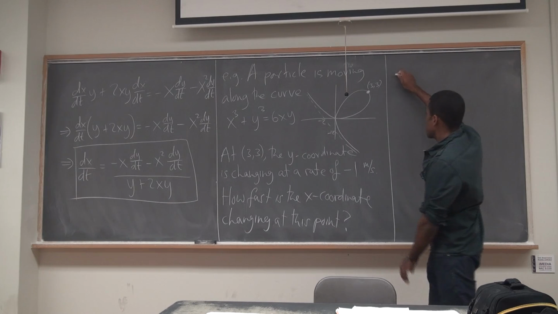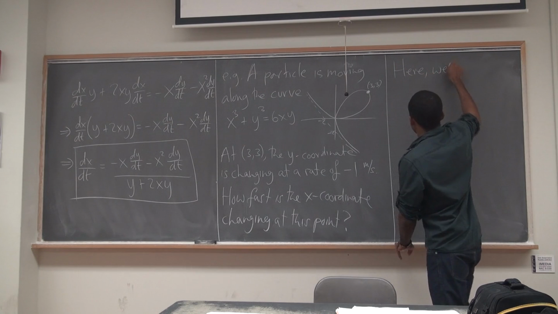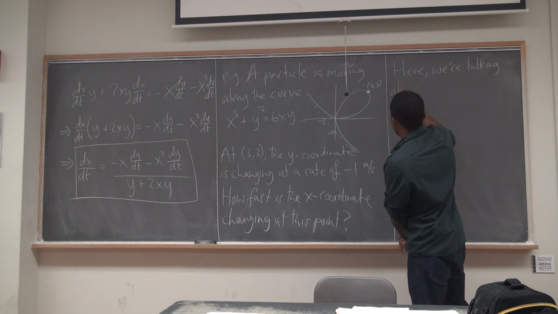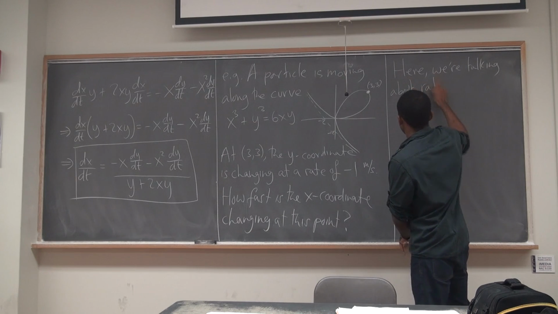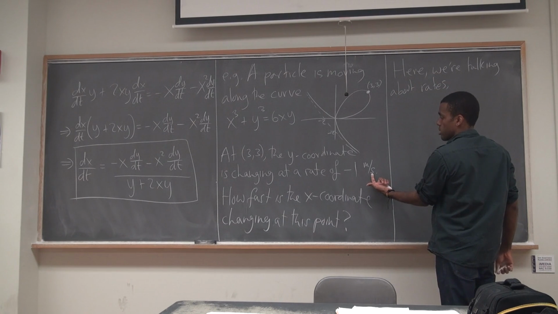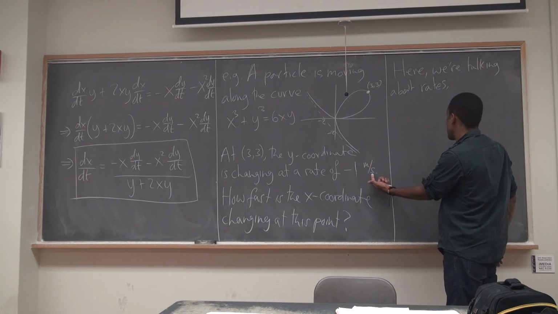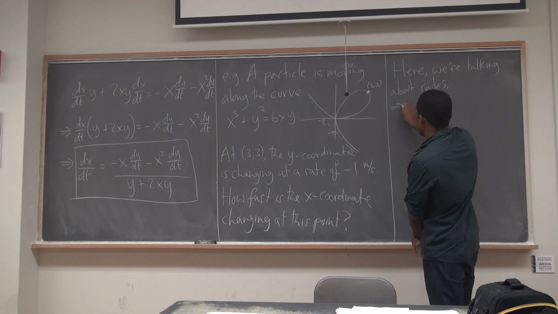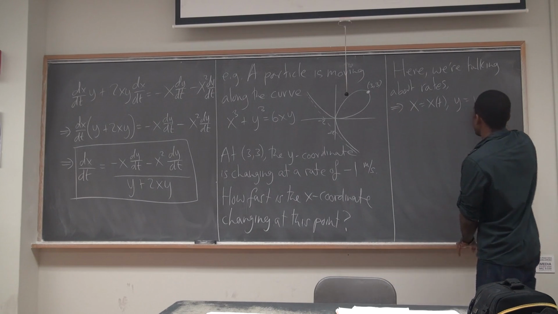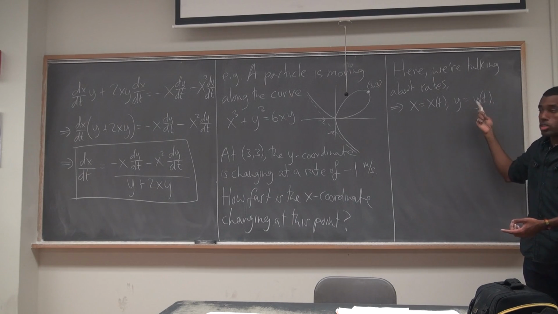So now we're talking about rates. Here you see that the unit for how fast something is changing is with respect to time. Seconds is your independent variable here. This means x is some function of t, and y is some function of t. I can tell you at what time we are, and I can tell you what the x coordinate is doing or what the y coordinate is doing separately.